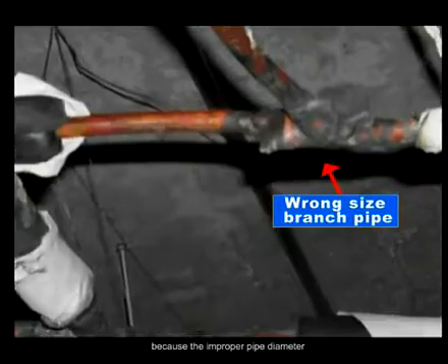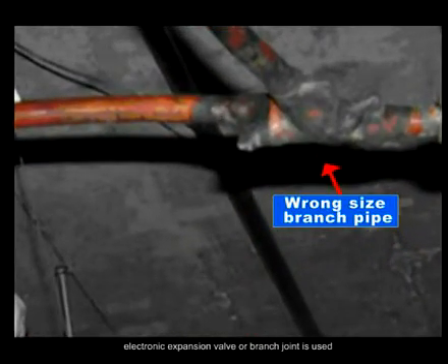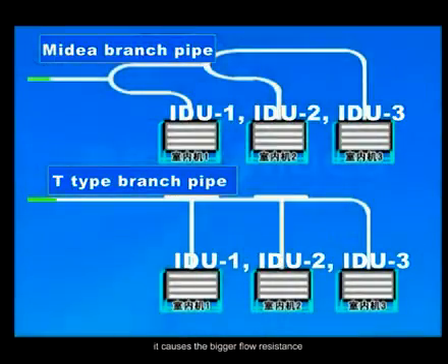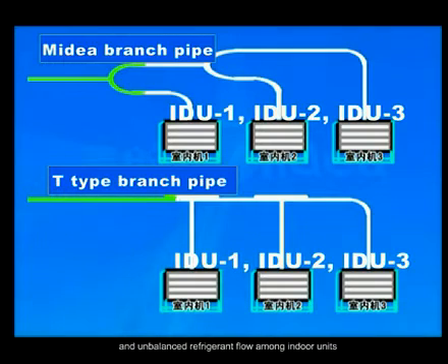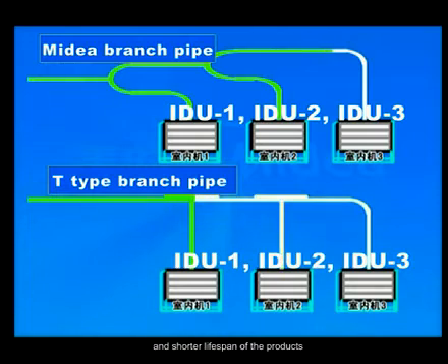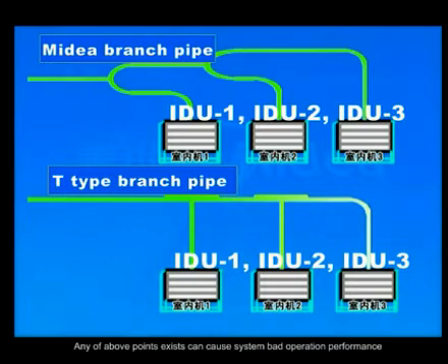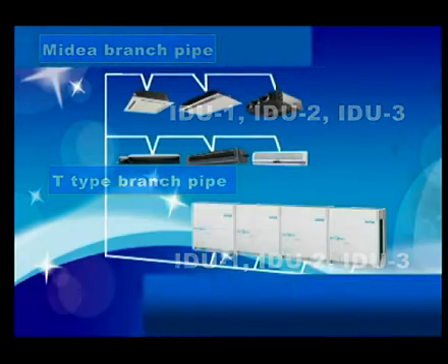Because improper pipe diameter, electronic expansion valve, or branch joint is used, it causes bigger flow resistance, unbalanced refrigerant flow among indoor units, and a shorter lifespan of the products. Any of the above points can cause bad system operation performance. You must absolutely correct the mistake.